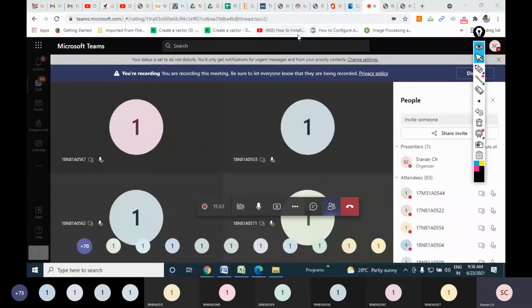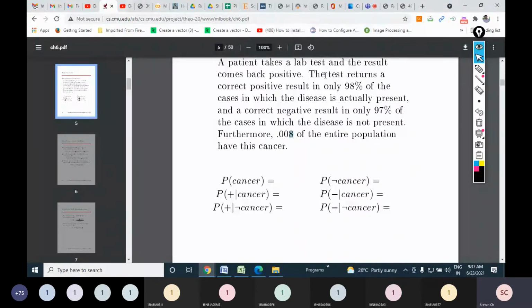Let me show you the problem which we were discussing yesterday. So this is the problem, friends. The patient takes a lab test and the result comes back positive. The test returns a correct positive result in only 98% of the cases in which the disease is actually present. Please try to remember what this is called.